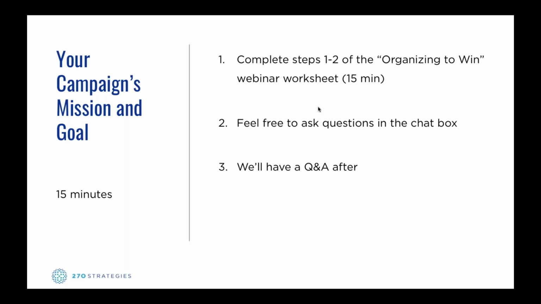So now we're going to actually get into planning and helping you all to develop your campaign planning. Earlier I referenced the worksheet that we'll be using. If you go to the materials section of your control panel, you'll see a worksheet called Organizing to Win. You'll open that and complete steps one and two of the Organizing to Win webinar worksheet. We're going to take 15 minutes to do that.